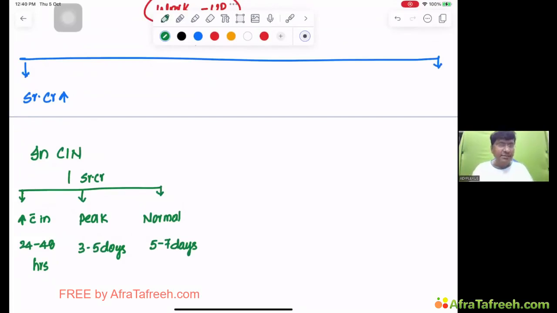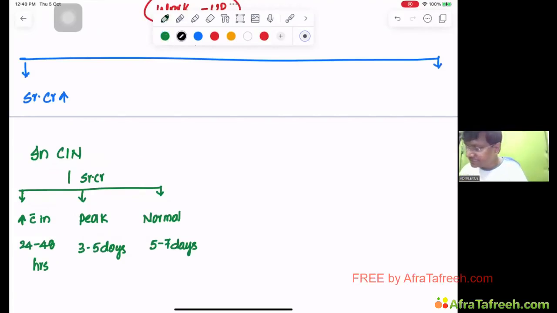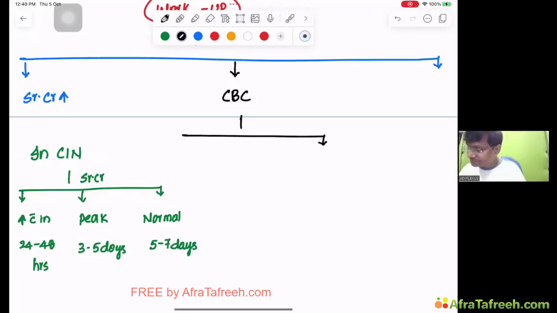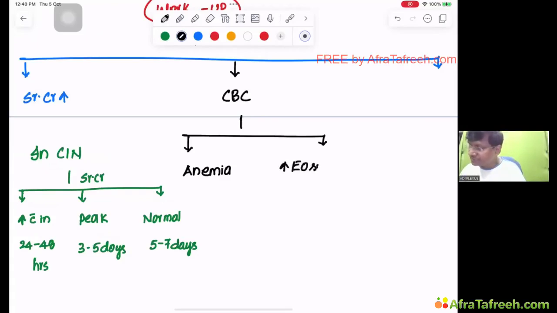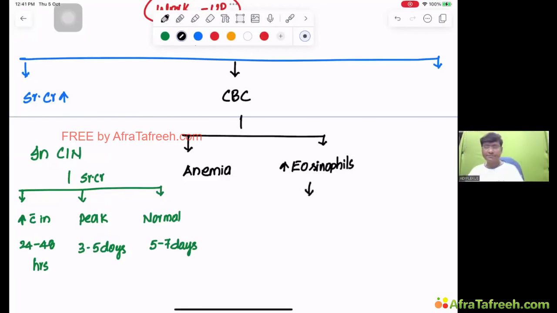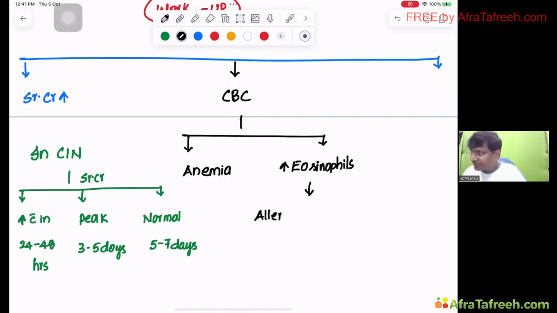Then next is the complete blood picture. Another workup is the complete blood picture. If you take the complete blood picture, there can be anemia. When will you have anemia? You will have anemia when there is hemolytic anemia causing acute kidney injury. The other one is the increase in the eosinophil levels. So can anyone tell me in which conditions the eosinophil levels will be increased? In the complete blood picture. Very good, Jacob. That is allergic interstitial nephritis.